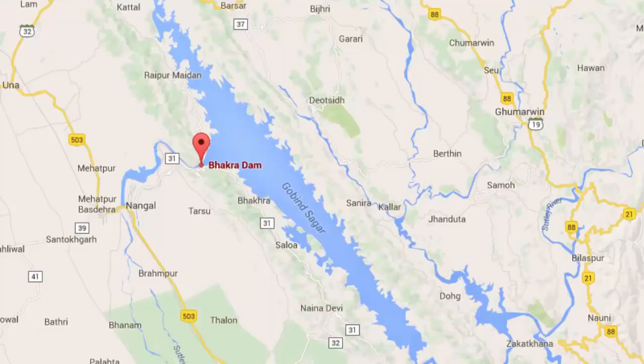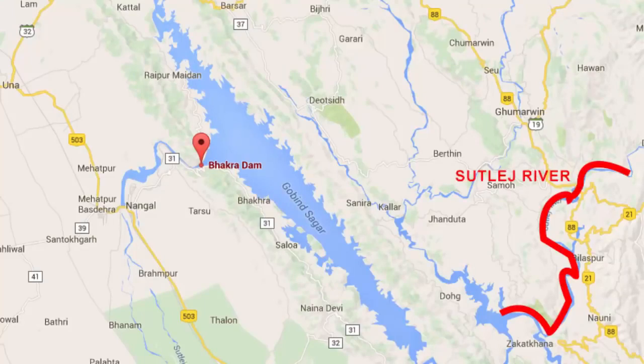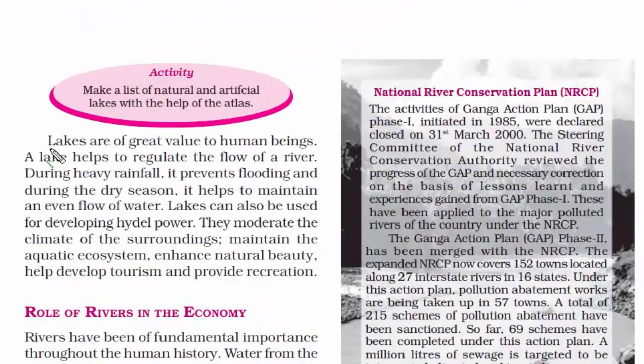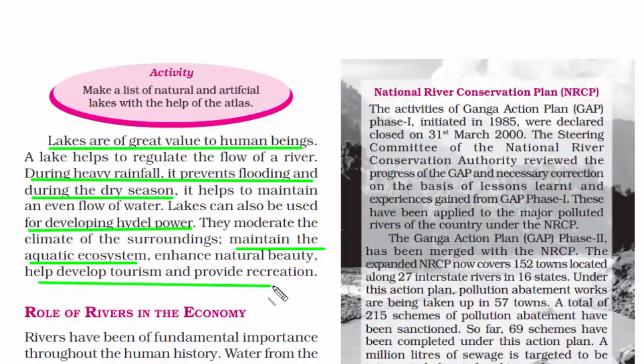For example, the Bhakra Nangal Dam, which has been created on river Satluj. This dam generates hydel power, and due to this a new lake was born, which is called Guru Gobind Sagar. So lakes are very important. They help during rainfall because all the rainwater can go towards the lowland into the river, and it maintains the aquatic system. It is also helpful to develop tourism.